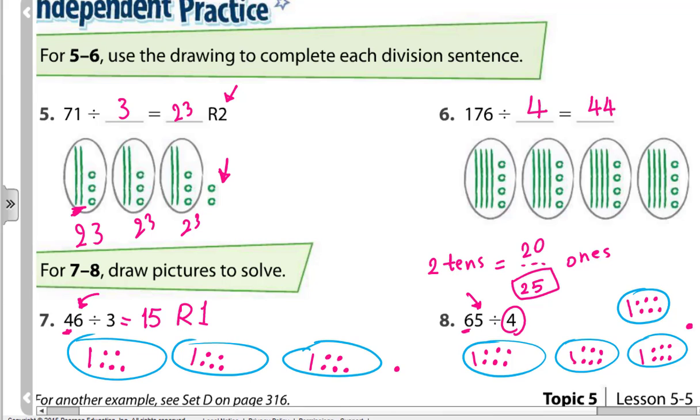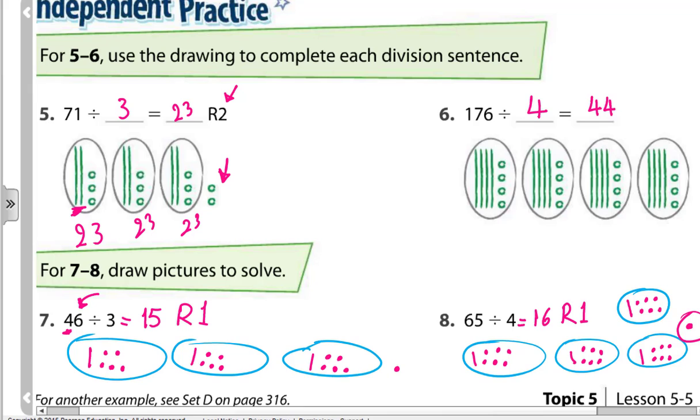Okay, now give me the answer, and the answer is the quotient and the remainder. The quotient, how many in each group? Count any of the groups, it's the same. How many tens? 1 ten and 6 ones, so 16. The remainder is 1, and the remainder is this one. Okay, thank you, my hero.